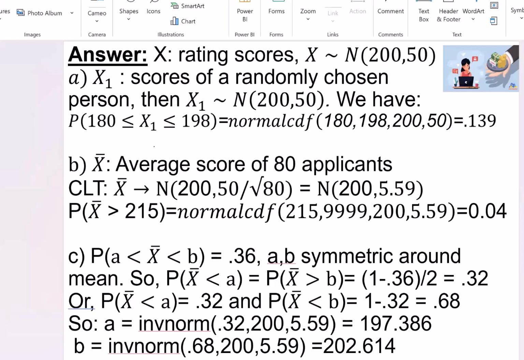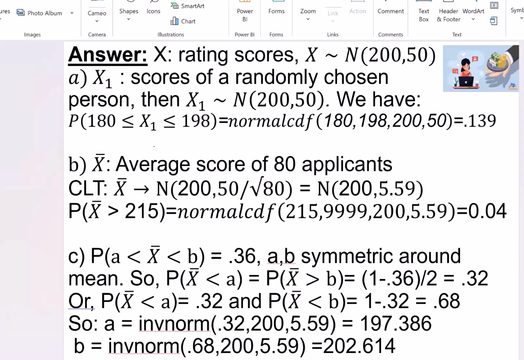But if you don't have that, you have an older TI-84, maybe an old version, or maybe a TI-83. Then you need to do some labor by translating the right, which is x bar greater than B, to the left, which means you find x bar less than B, the complement of x bar greater than B. So the probability x bar less than B is 0.68. Then, with the left side, which all the TI calculators from the 83 can perform, B will be inverse norm of 0.68, 200, 5.59, and you get 202.614.